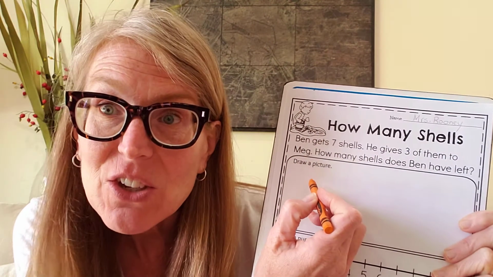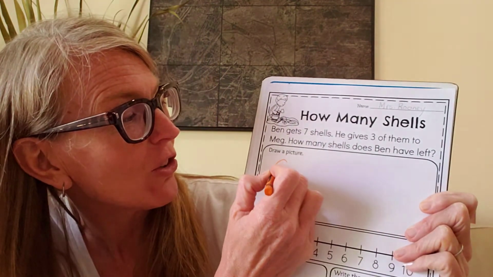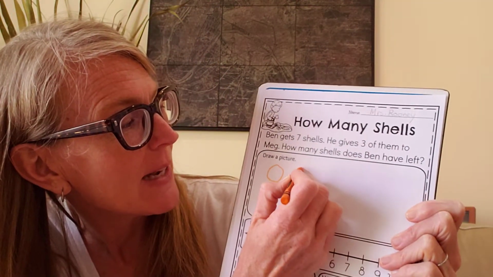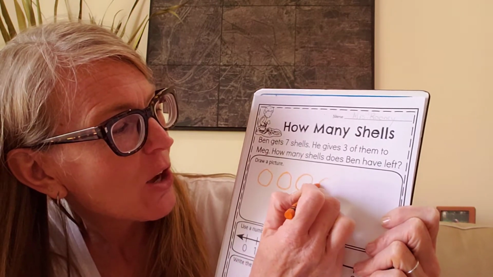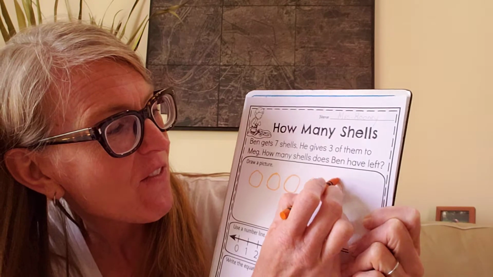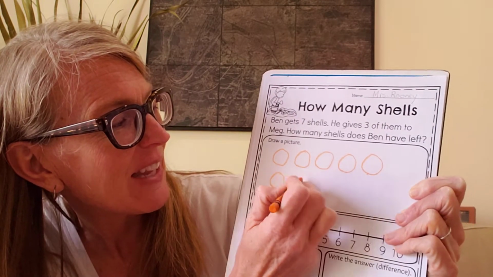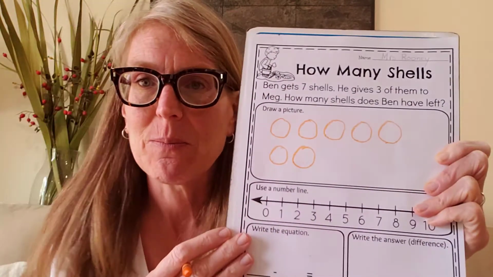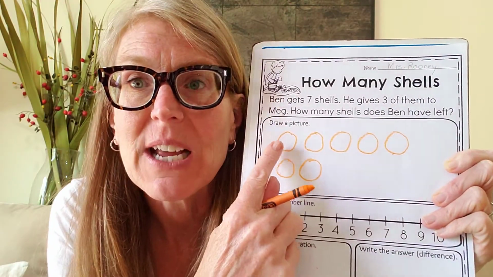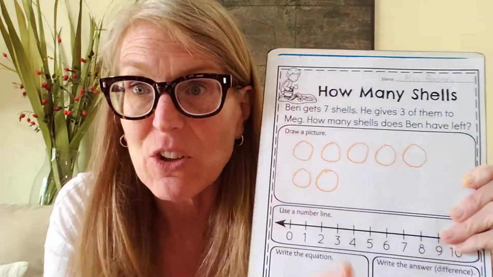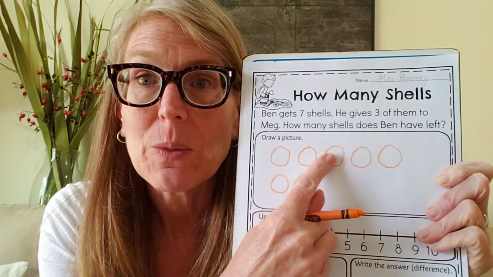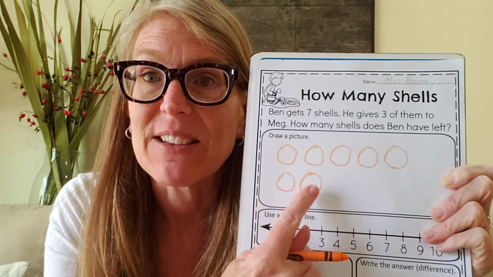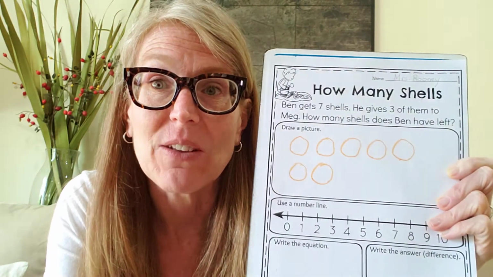Now, I'm not very good at drawing shells, so I'm actually just going to draw circles. 1, 2, 3, 4, 5, 6, 7. Okay, and then I'm going to count them to make sure. So my story says Ben gets 7 shells. So I want to make sure I have 7 shells first. 1, 2, 3, 4, 5, 6, 7. Okay, so I have my 7 shells that Ben has.